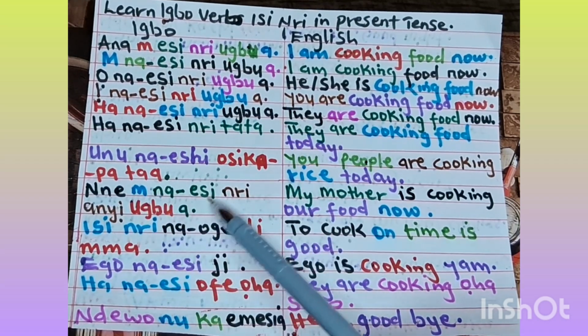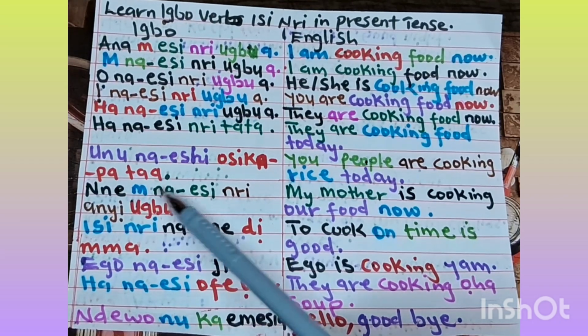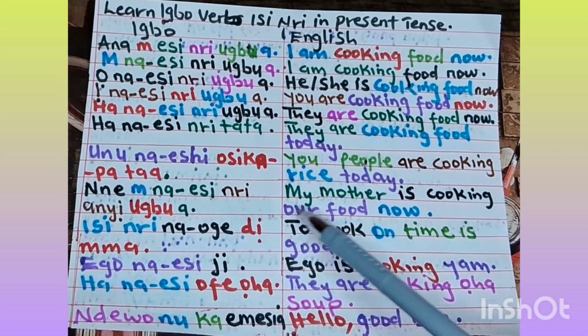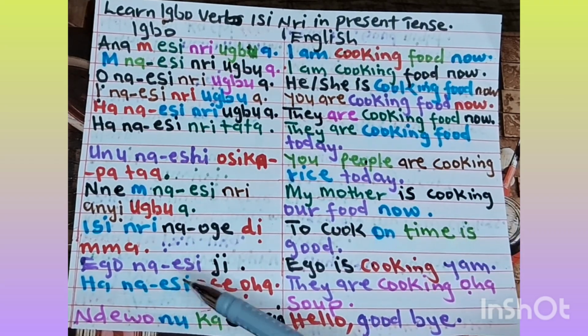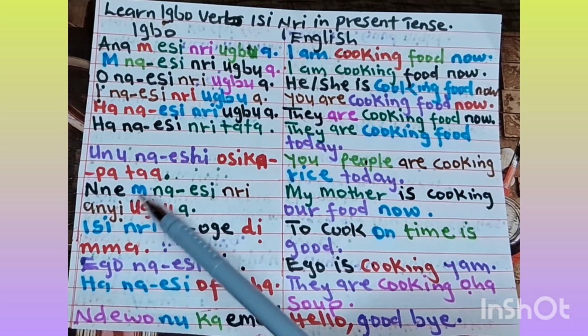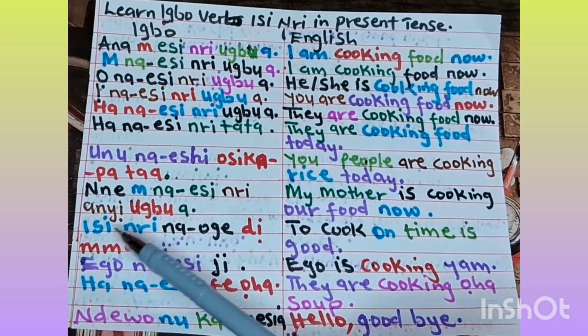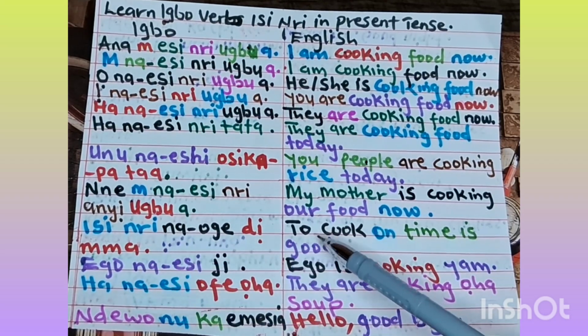Nne m na esi nri anyi ugbu a. My mother is cooking our food now. Isi nri n'oge dị mma. To cook on time is good.